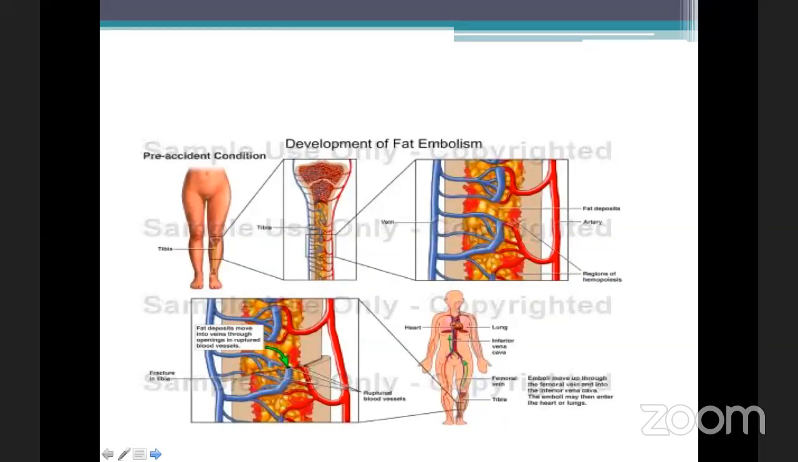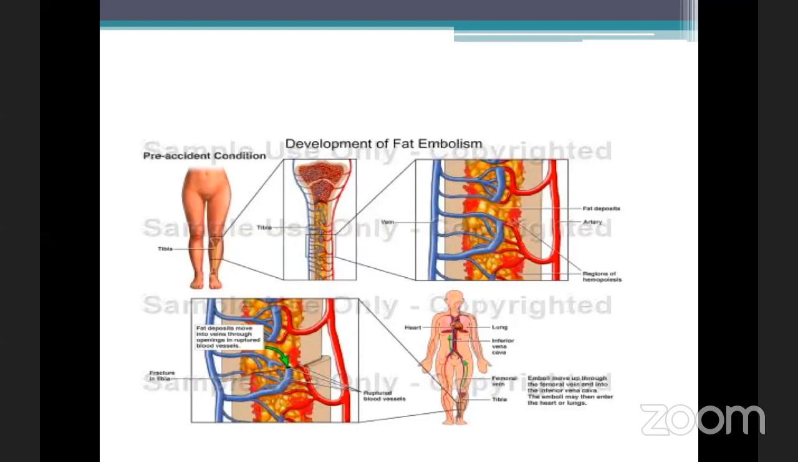You have your long bone, within which you have your bone marrow, to which your nutrient arteries are going. When you get a fracture, the bone marrow dislodges into the vessels, the nutrient artery as well as the vein, which can go into the systemic circulation and dislodge into the pulmonary vessels, into the end capillaries. So this emboli can have varied sorts of manifestation.